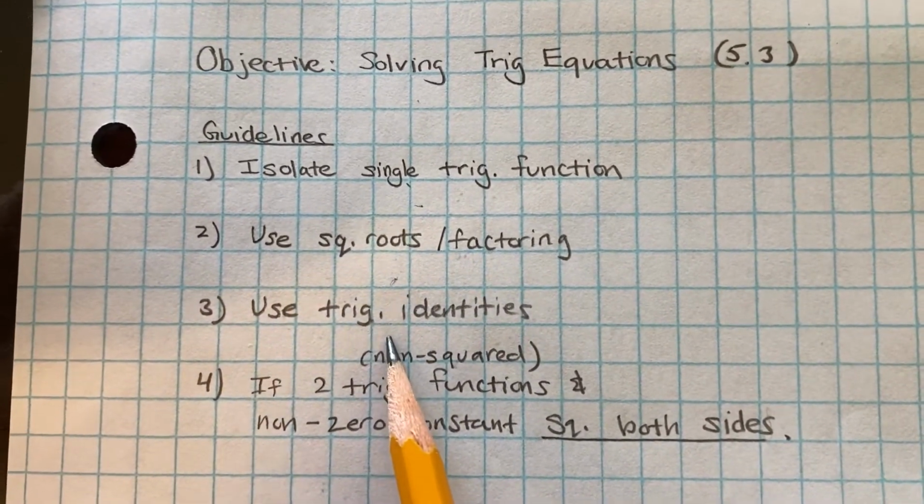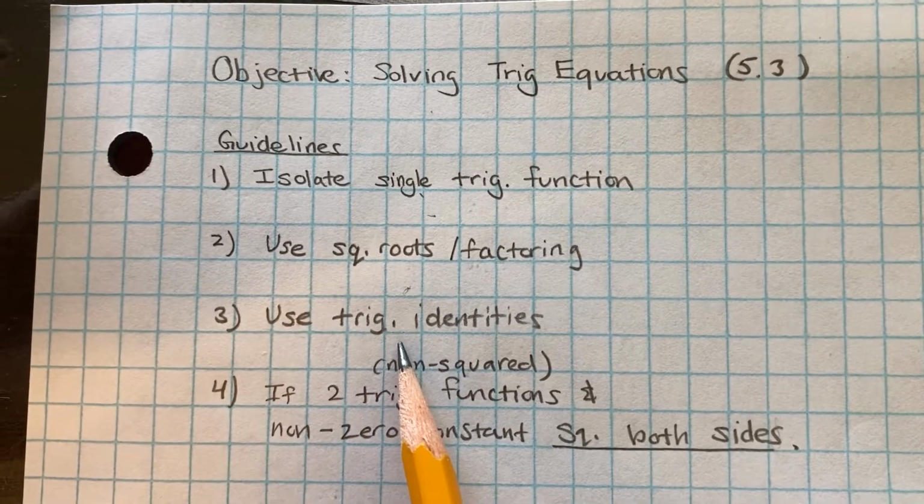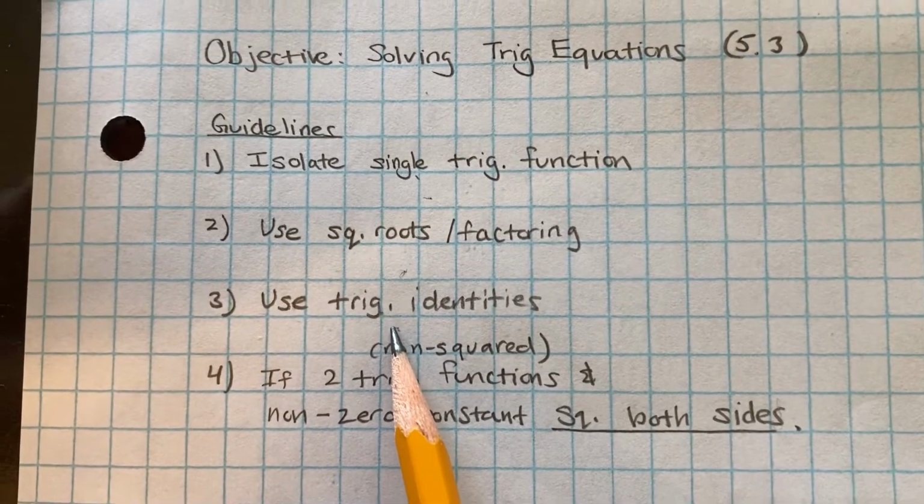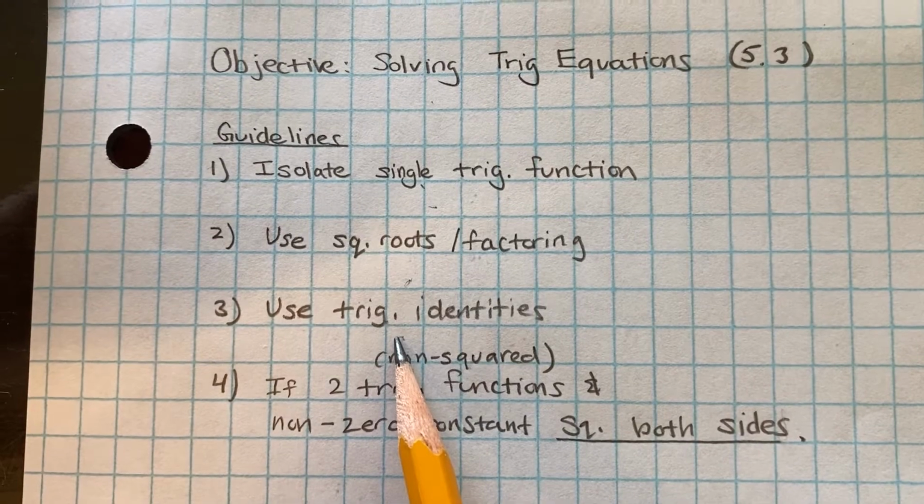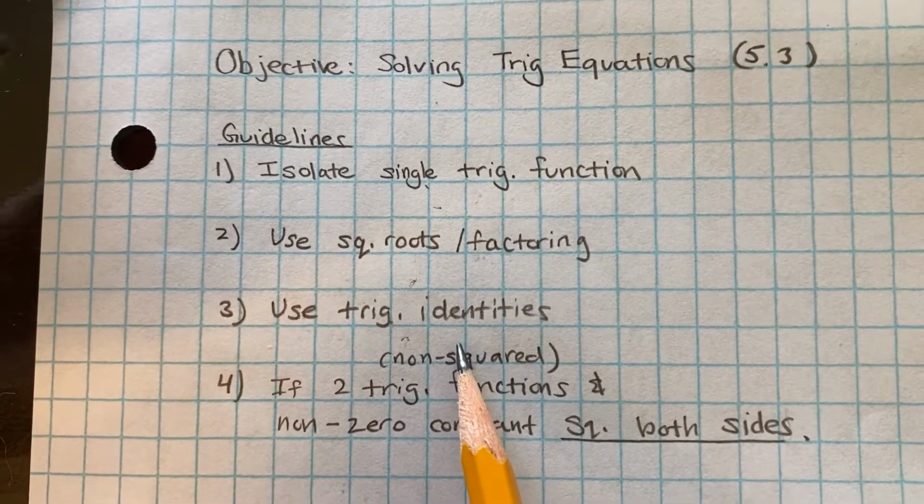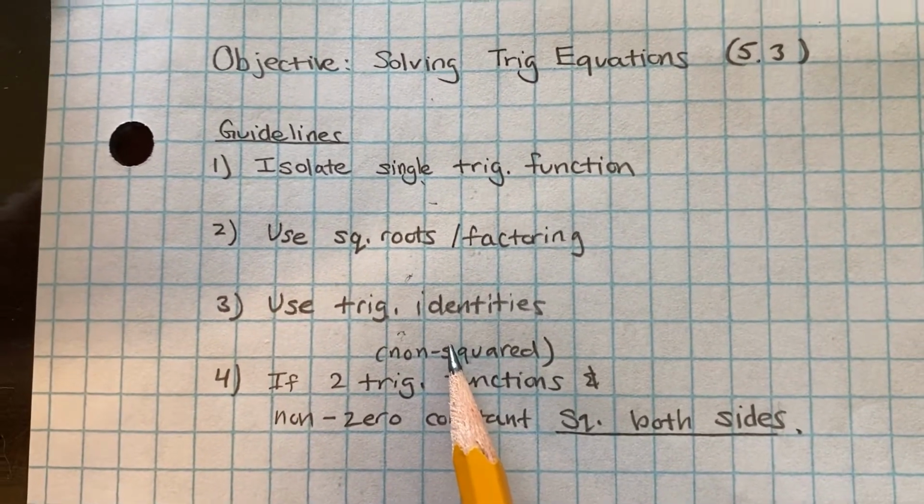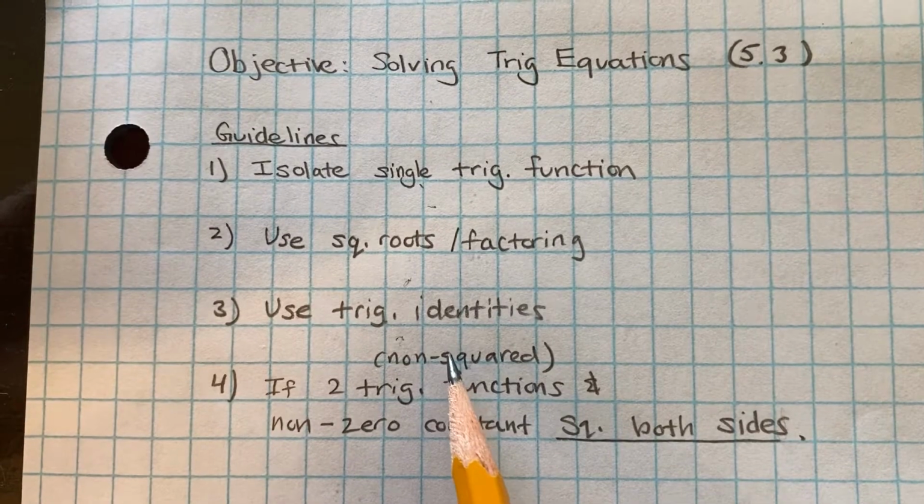Sometimes you might see different trig functions, like a sine squared and a cosine squared. What you want to do is get that all in terms of one trig function. In this case, you need to use your trig identities, right? Sine squared plus cosine squared is equal to 1. So you can transform that into one trig function.